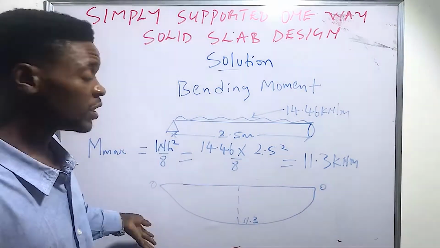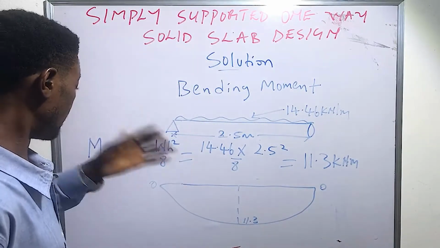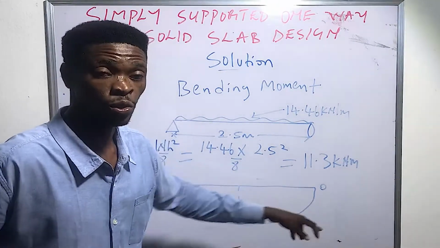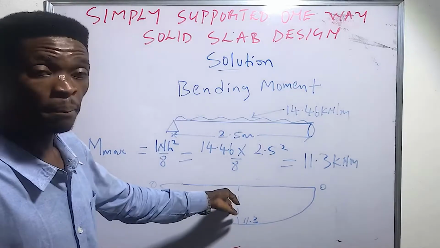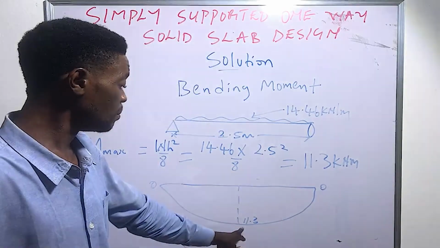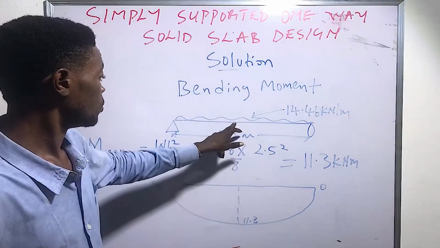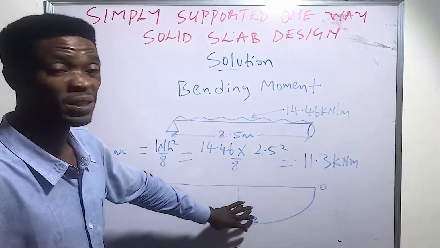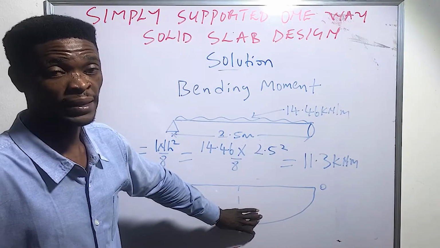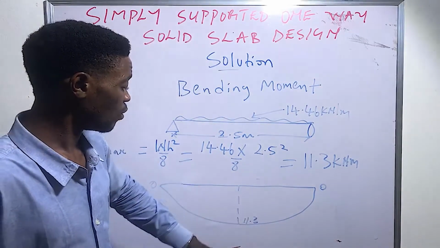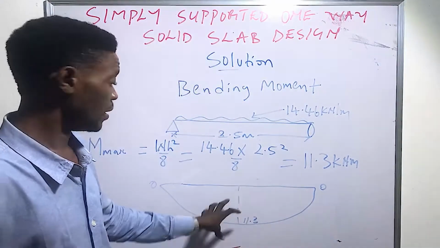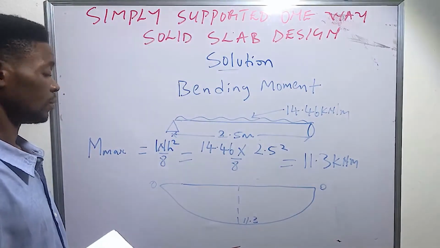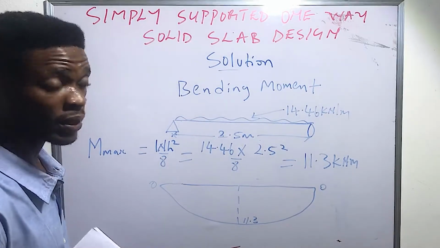From our free body diagram, at the end of the support, we have 0 bending moment, while our maximum bending moment occurs at the middle of the span, which is this place. That's where our maximum bending moment occurs. So this is the critical section when we are designing, the middle of the span. That will be our critical section when we design it. So take note. Then we can now move over to the next step.